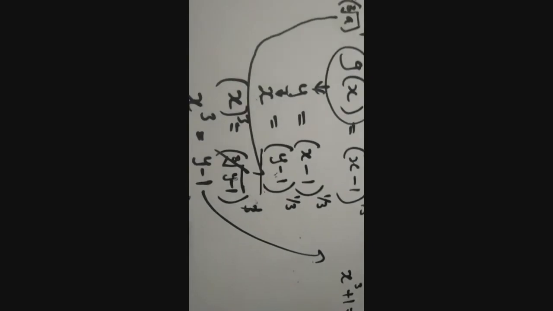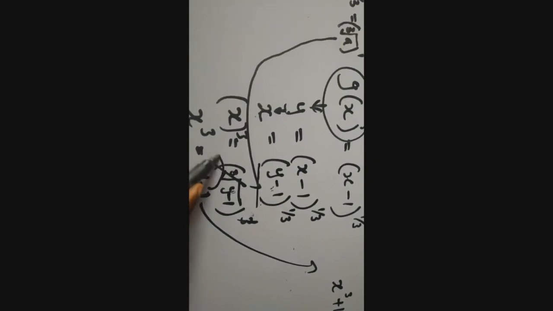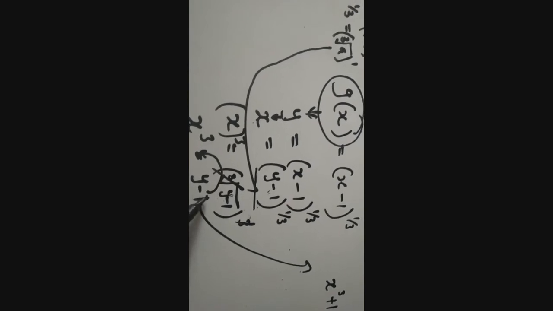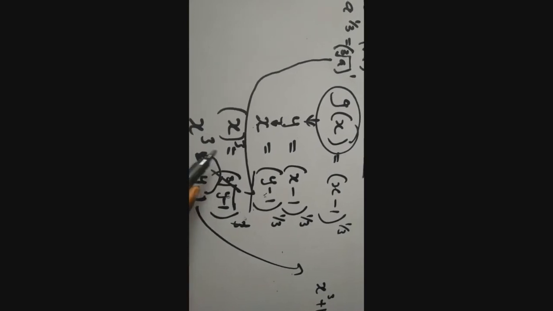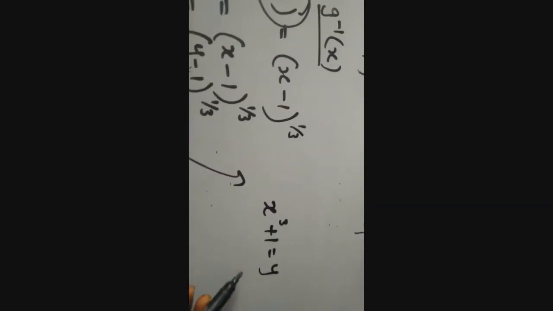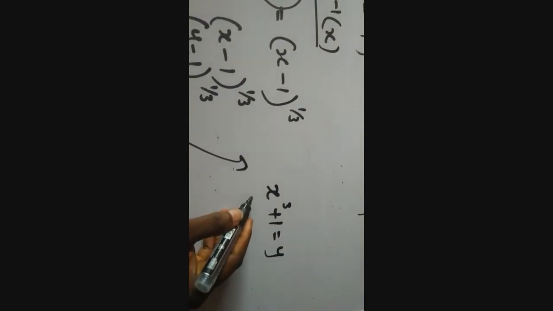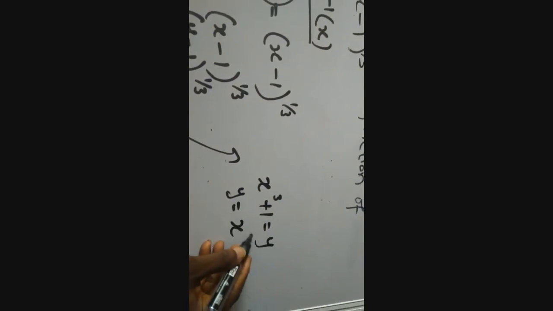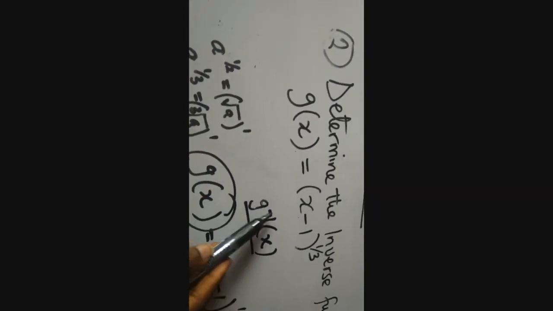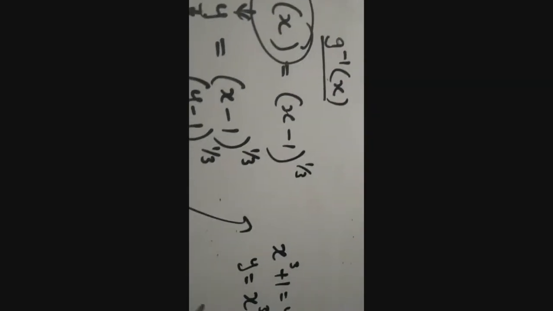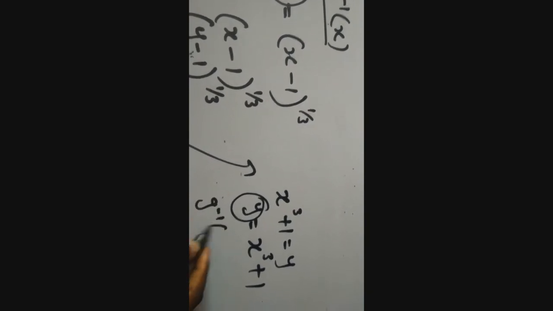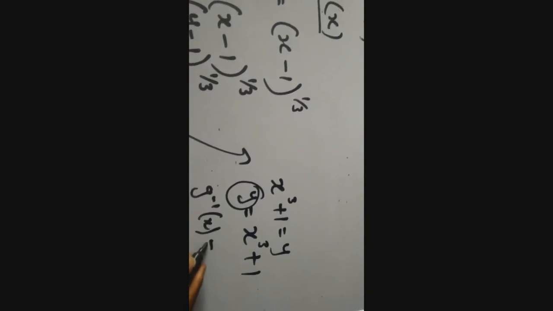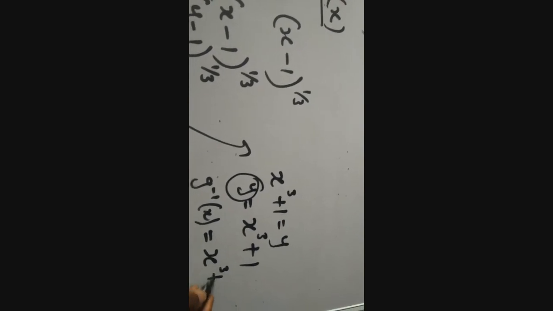What I did was to bring minus 1 to the other side. And if minus 1 is coming over to the other side, the sign will change to become plus 1. So it becomes x cubed plus 1 equal to y. This is the same thing as saying y is equal to x cubed plus 1. But the question says we should find g inverse of x. So anywhere we see y, we substitute y with g inverse of x, which is equal to x cubed plus 1.